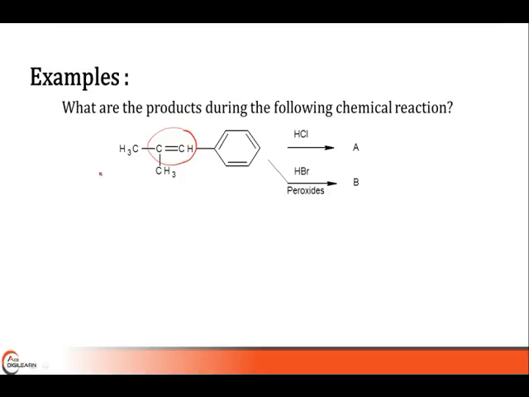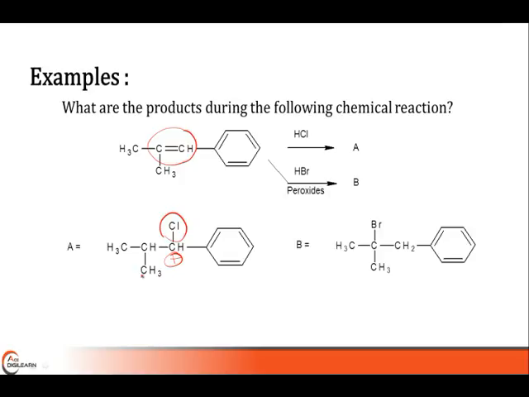If you take the addition of HCl, the carbocation at the benzylic position is more stable than at the tertiary alkyl position, so chlorine is added here. The carbocation is more stable at the benzylic position, so chlorine is added to that carbon. In the case of HBr and peroxide, the free radical is stable at this benzylic position, so Br is added to the other carbon atom.